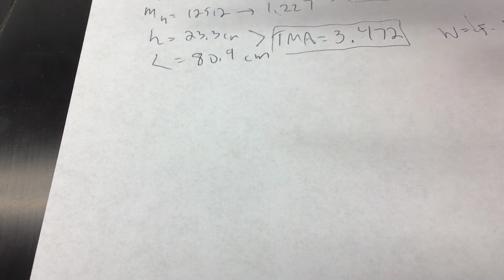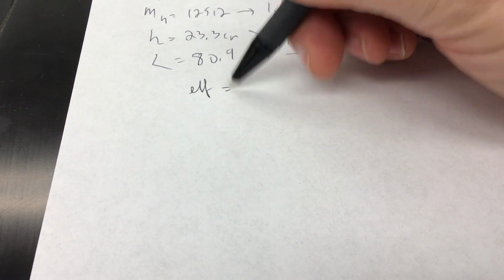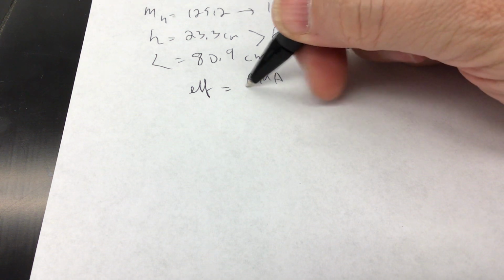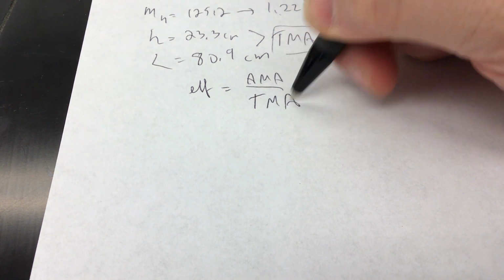So now, what's the efficiency? The efficiency is always the actual divided by the theoretical.